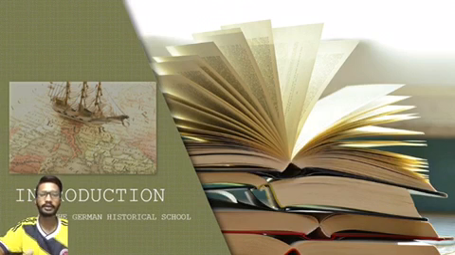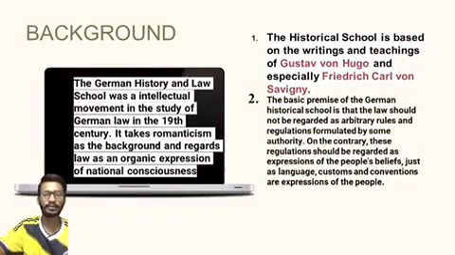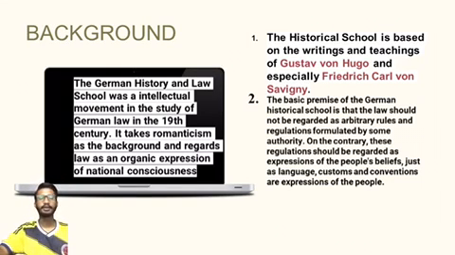Okay, today I'm going to present about the introduction of the German Historical School. The German Historical School was an intellectual movement in the study of German law in the 19th century. It takes romanticism as the background and regards law as the organic expression of national consciousness. The historical school is based on the writing and teaching of Gustav von Hugo and especially Friedrich Karl von Savigny.